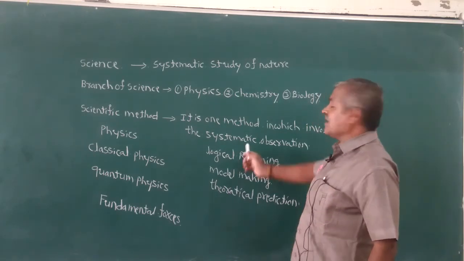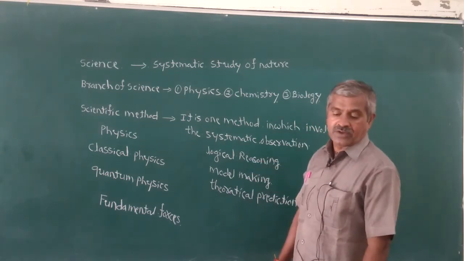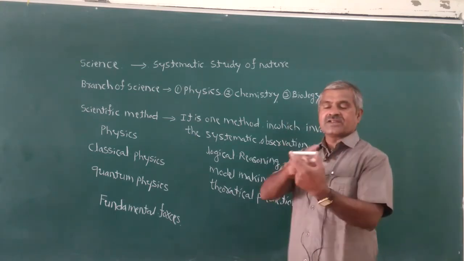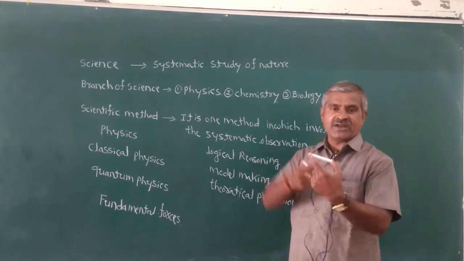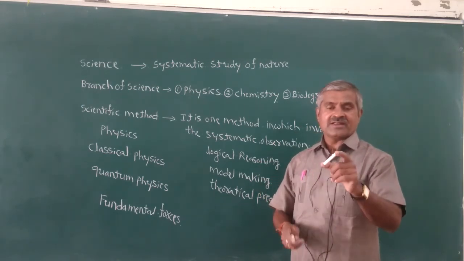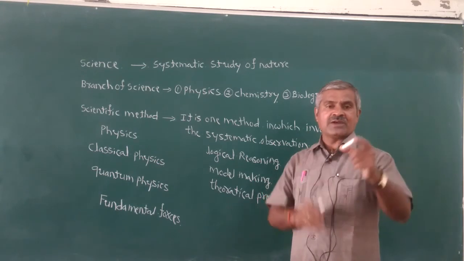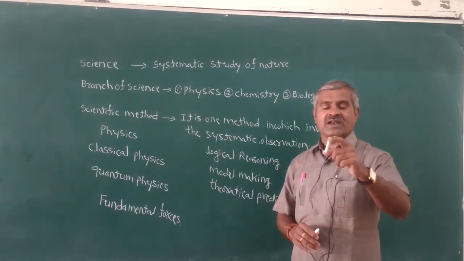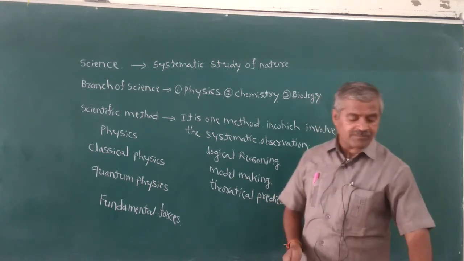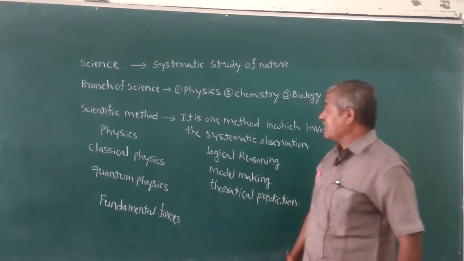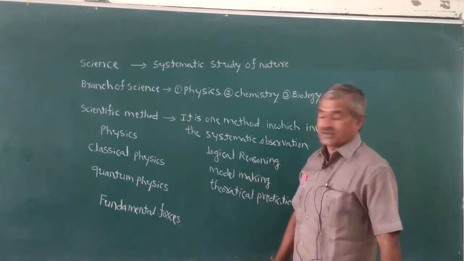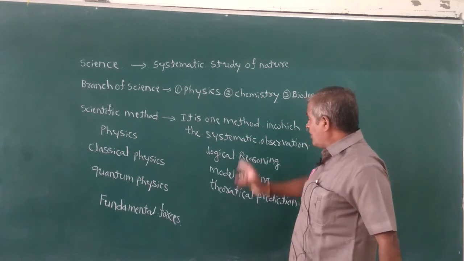First one is systematic observation. Suppose we are taking the model of one chalk piece. Its length is how much? Its diameter is how much? And this chalk piece is rubbing with another material, and the dust particles come out. Such things are systematically observed. That is the observation. So that is the first one.